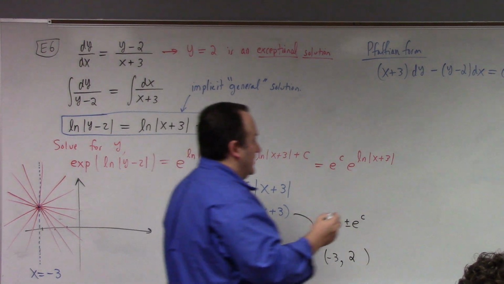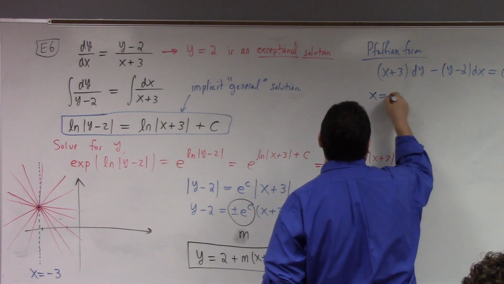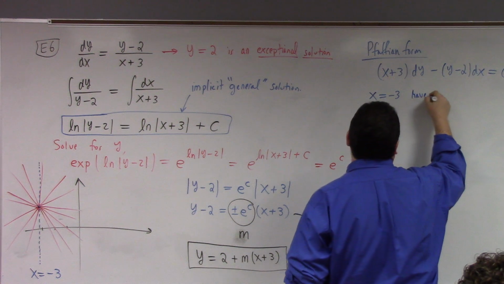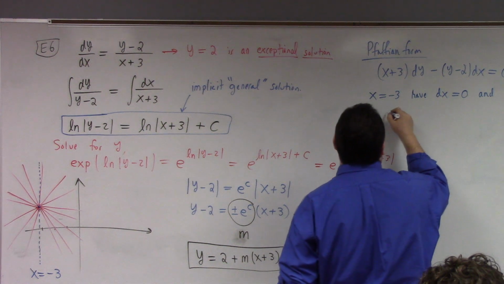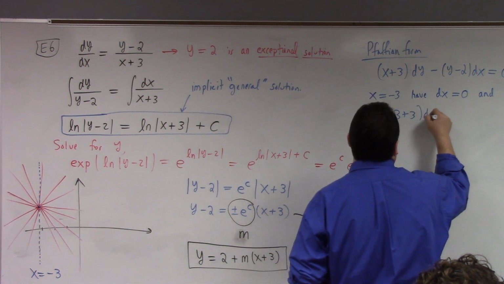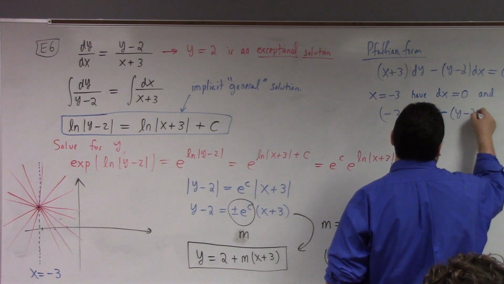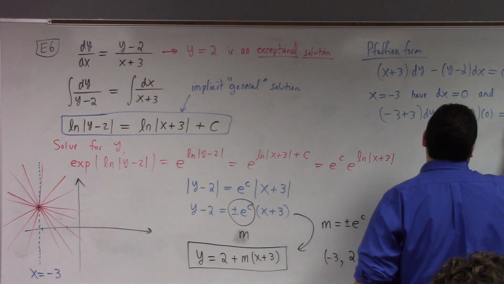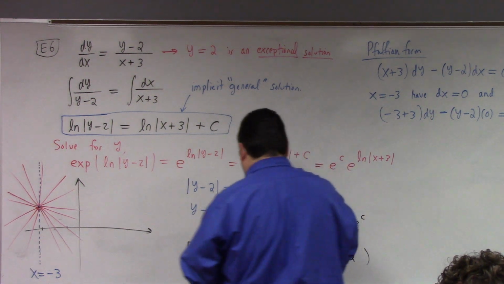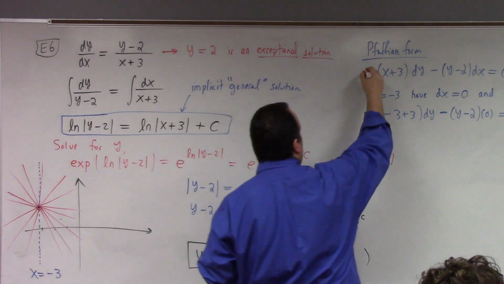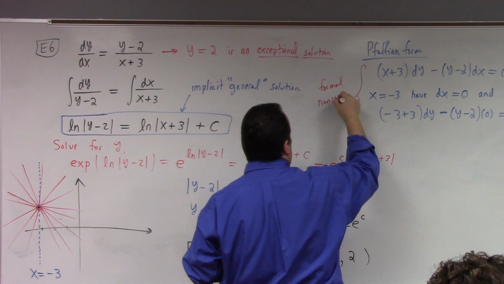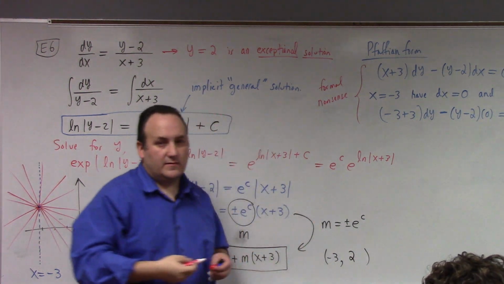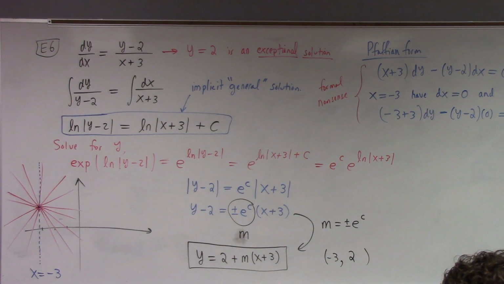So intuitively speaking, if you look at x equals -3, you have dx equals 0. And look at this: (-3 + 3) dy - (y - 2) times 0 equals 0. So admittedly, guys, what I'm writing right here, for all intents and purposes at the moment, is formal nonsense. Okay? But this can be given a rigorous meaning once you understand parametric equations. So I mention it to you now because it's part of the story.